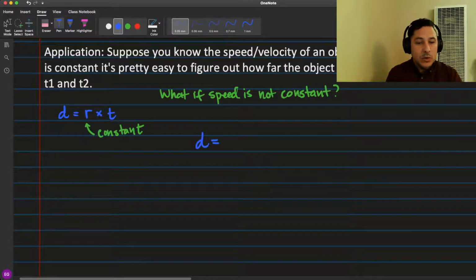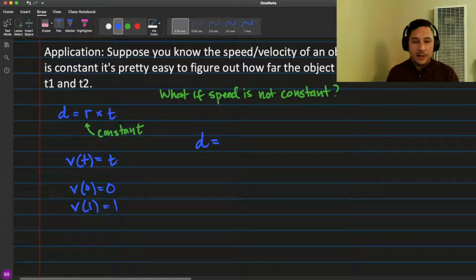And let's say that the velocity is not constant, it's changing pretty quickly. Your velocity is whatever t is. So for instance, at time 0, your velocity is 0. At time 1, your speed is 1 mile per hour, and so on. Okay. Let's put some units for this.